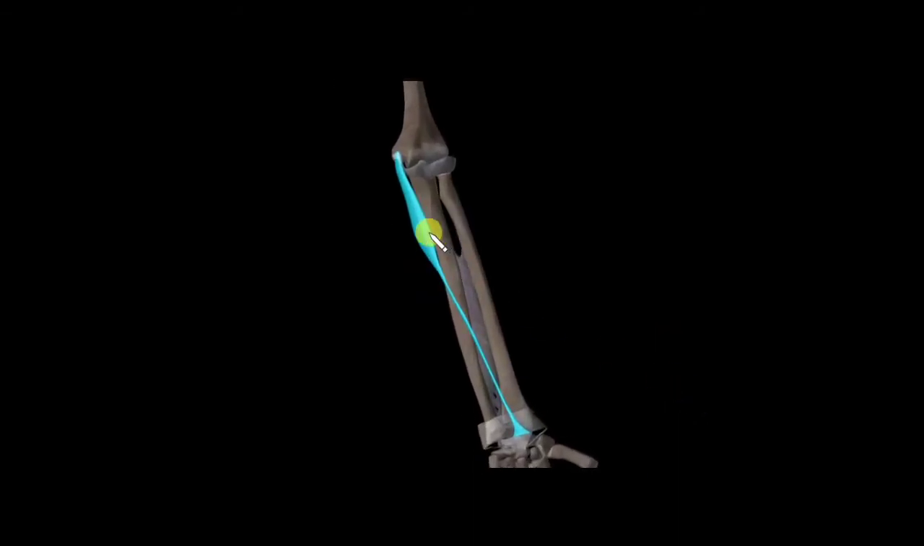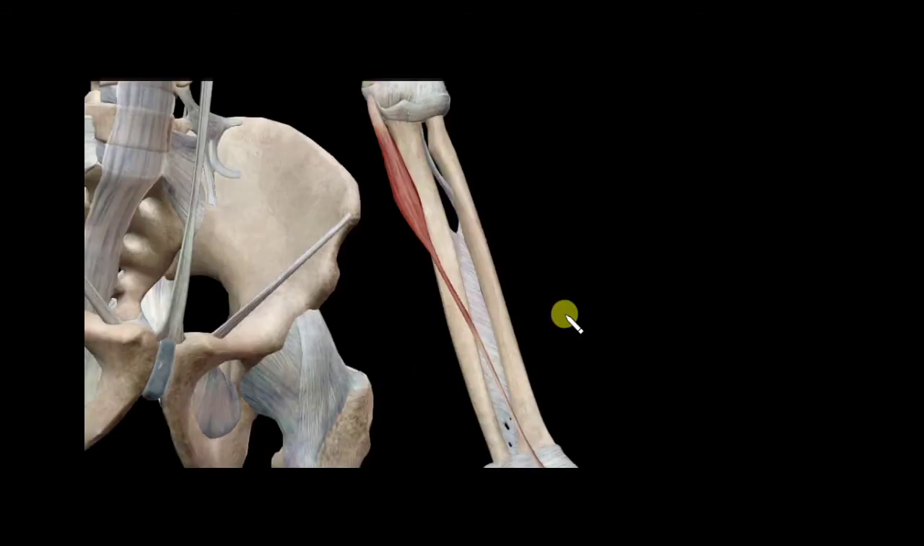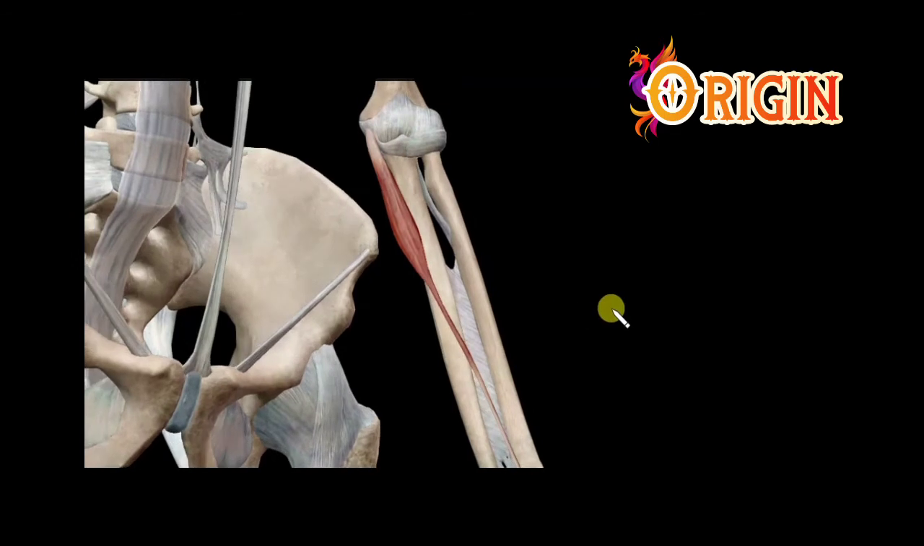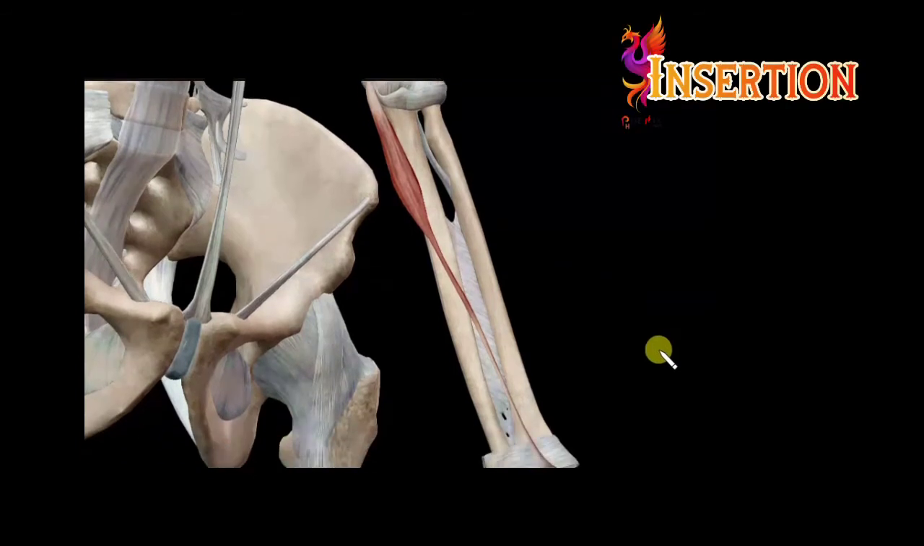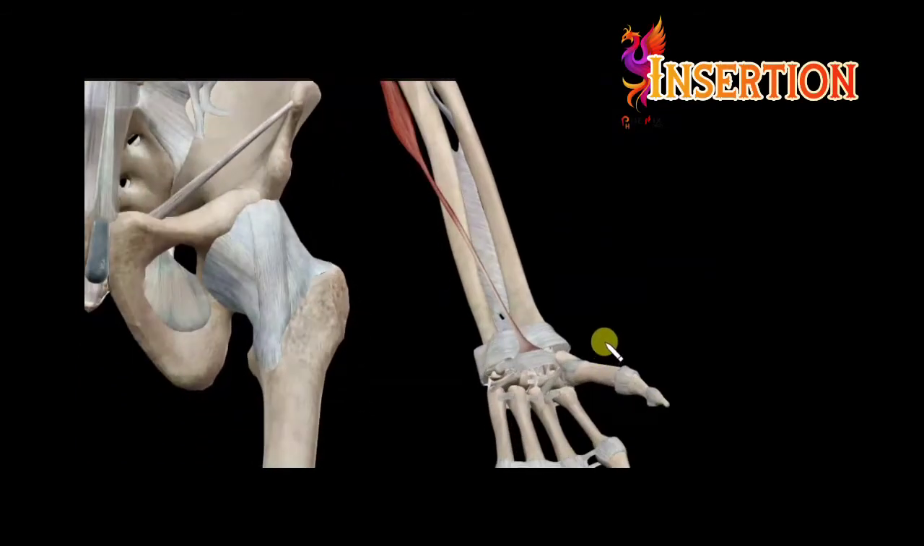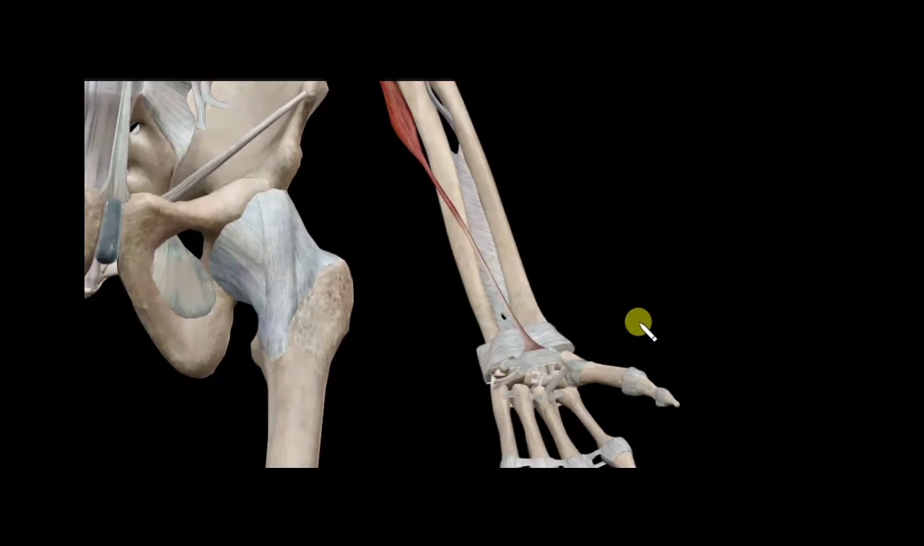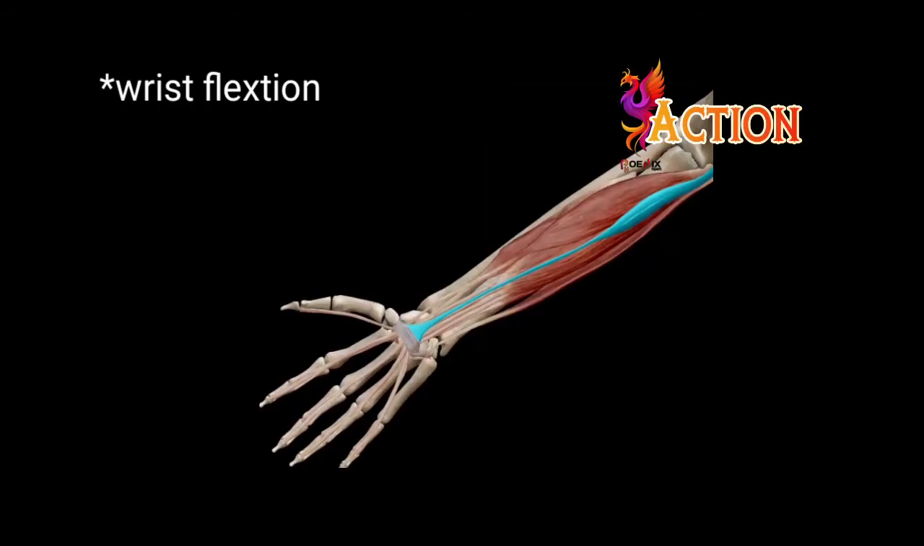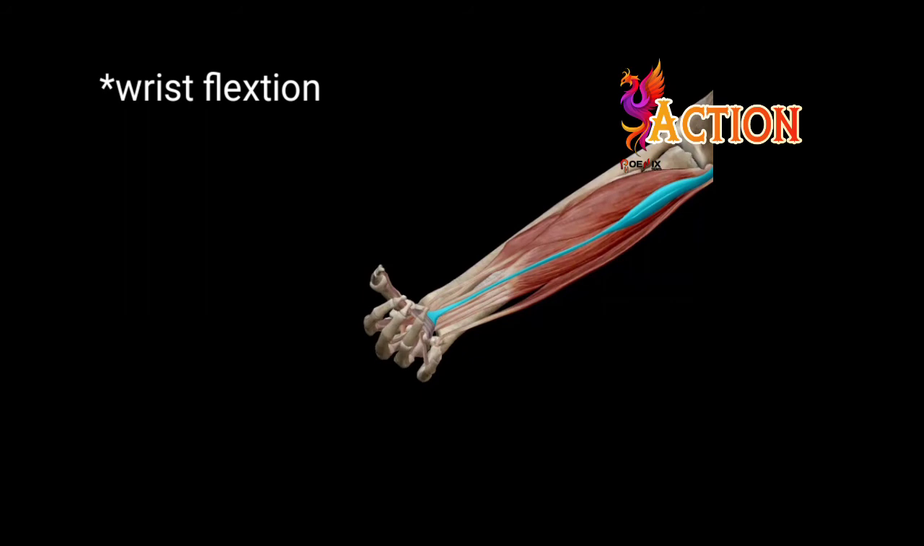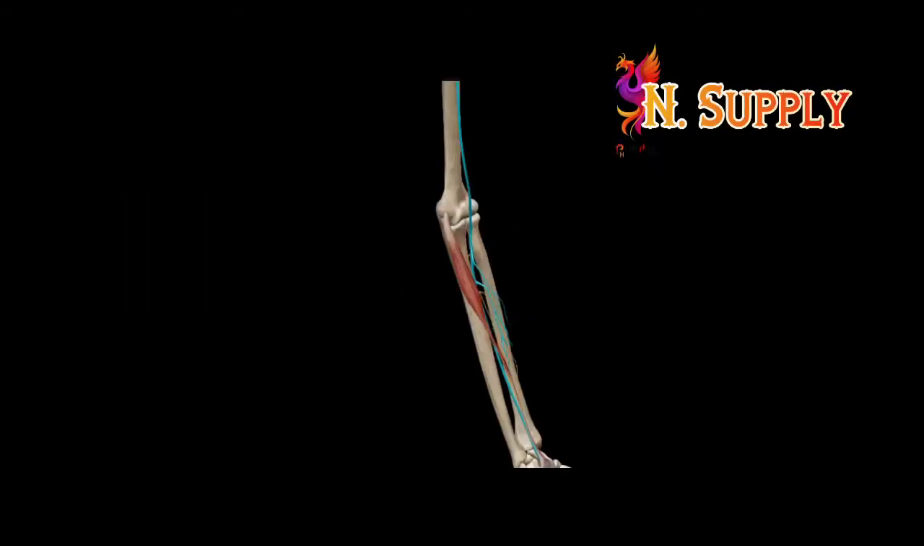Palmaris longus, small muscle with long tendon and may be absent. مش لازم تكون موجودة. بالنسبة للأورجن فهي تبع common flexor origin اللي هي anterior to medial epicondyle. Insertion: the apex of palmar aponeurosis and the anterior surface of flexor retinaculum. Action: wrist flexion. Innervation of palmaris longus is the median nerve.